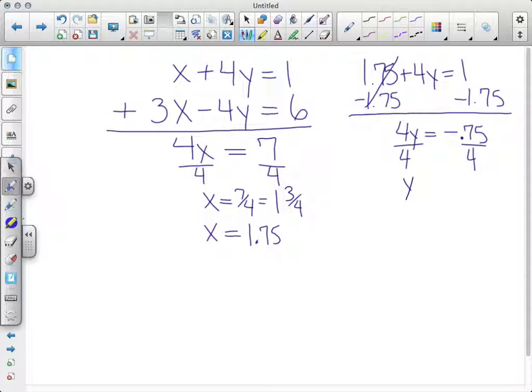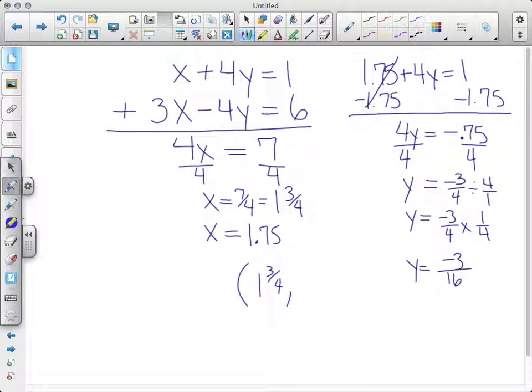Y is equal to, and then I'm going to change this back to a fraction because this will be nice and easy, negative 3/4, and then divide it by 4. And if I use keep change flip, you will get negative 3 over 16, negative 3/16. You can decide whether or not to leave it as a decimal or fraction, but in this case it worked better as a fraction. So these are going to cross at the point 1 and 3/4 and negative 3/16.